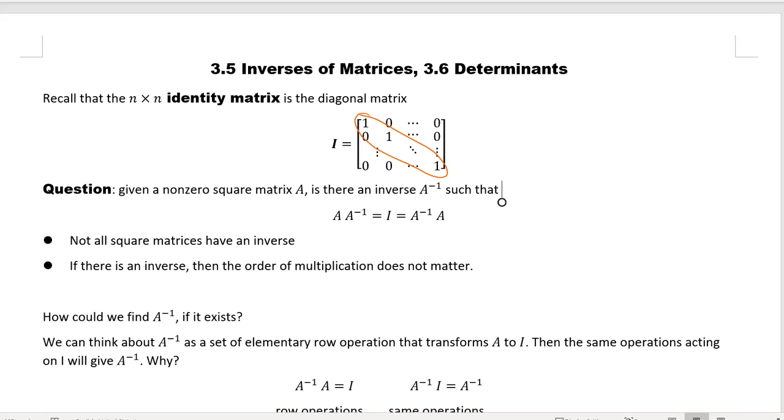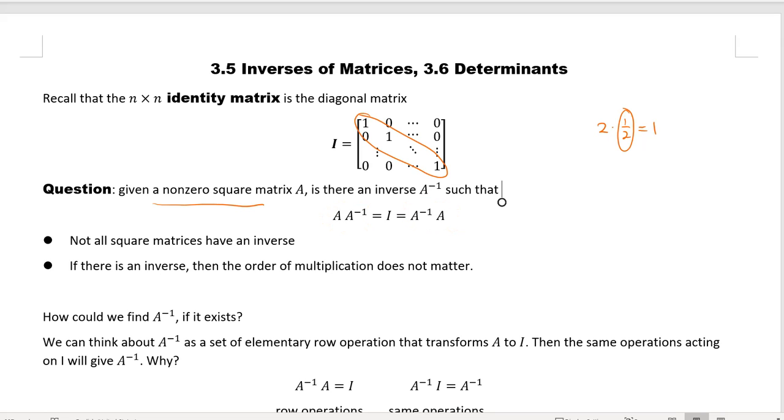So for numbers, we have inverses, like 2 times 1/2 is 1. So the inverse of 2 is 1/2, right? How about for matrices? Can we find the inverse of a matrix? Well, if a square matrix A has an inverse, then we have A times A inverse equals the identity matrix, which equals A inverse times A.